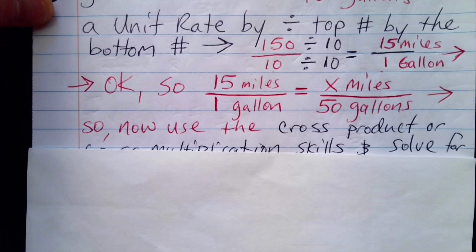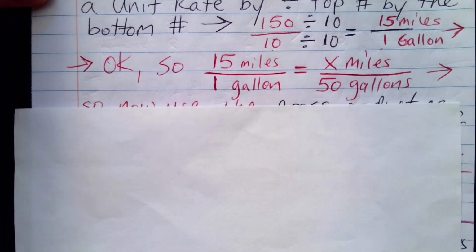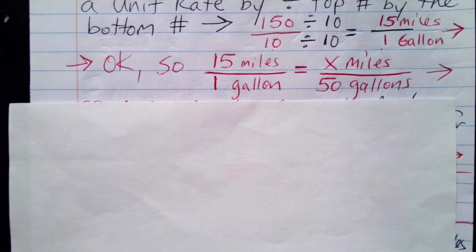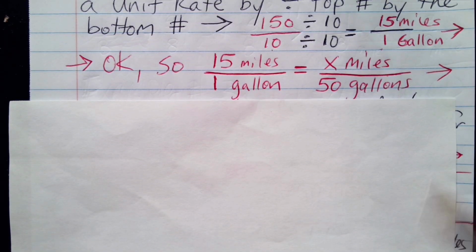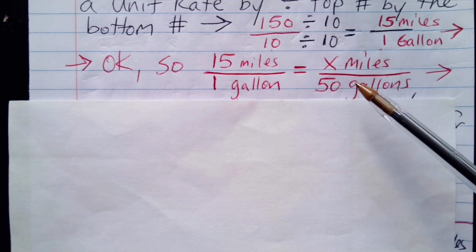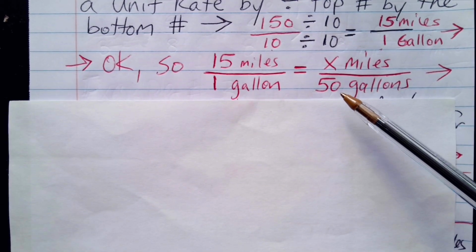Now, 15 miles per 1 gallon equals blank miles per 50 gallons, right? So the question was, how far can the driver travel on 50 gallons of gas, right? And we just don't know that. That's what this X represents. I don't know how many miles the driver can drive on 50 gallons of gas.